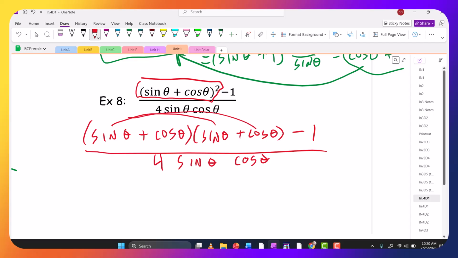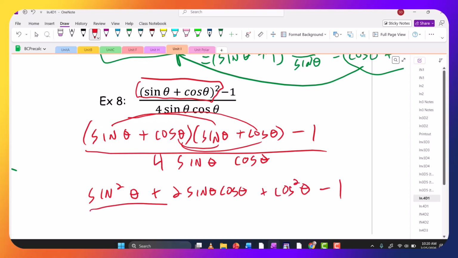Sine squared, sine cosine, cosine squared. So sine squared plus sine cosine, that's 2 sine cosines. And then cosine times cosine is cosine squared. Now you want to get nuts? Let's get nuts.